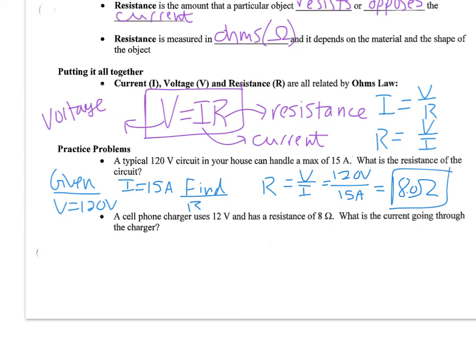And then just a second really, really simple example. A cell phone charger uses 12 volts. So we're given that the voltage is 12 volts. The resistance is 8 ohms. Find the current.